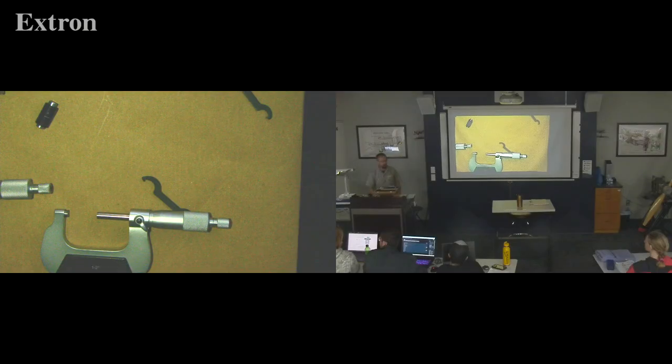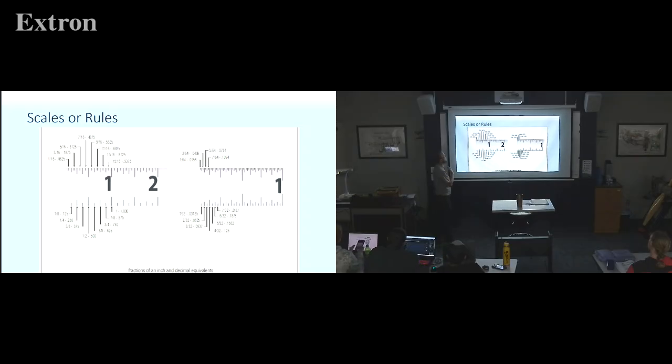Just a quick review here. Not as high-tech today. Here we go. All right, so scales and rules. Everyone has a machinist scale, yeah? All right, good. So we have 16ths and we have 8ths. Let's do a little quiz. Okay, a 16th is bigger or smaller than an 8th? 16th is smaller. Correct.